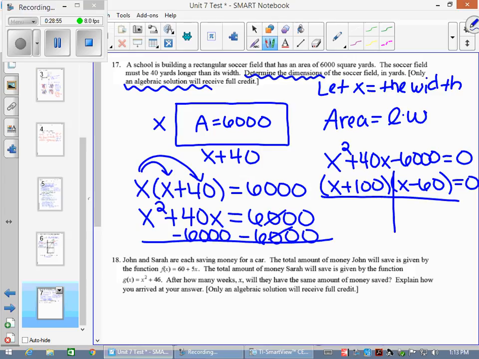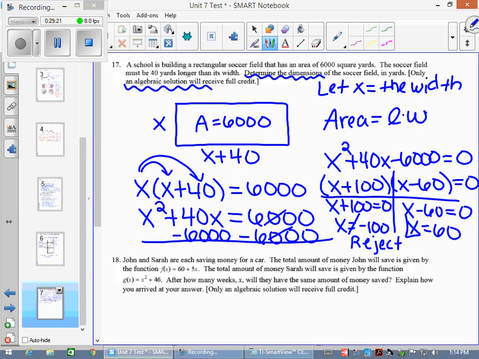Now, if this was just a question that you were solving for x, both of these answers would solve the equation. However, it's coming from a real-world question where x represents the width of a field. So we can't have a negative width, so I'm going to reject the negative. And remember, x only represents the width. They want me to find the dimensions, so I need to indicate either by showing it on my diagram or writing a separate sentence that the width is 60, which makes the length 60 plus 40, which comes out to be 100. You had to find both dimensions in order to get full credit.